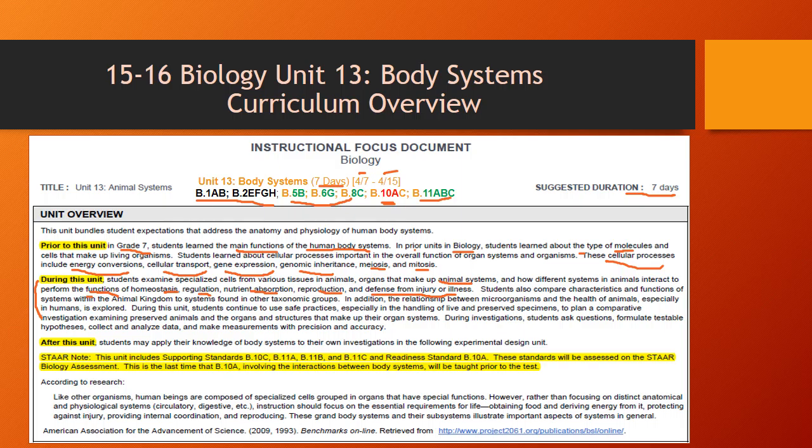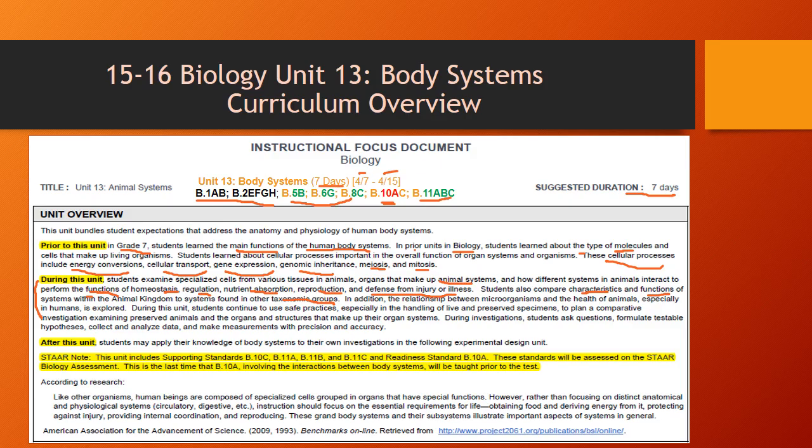We want to look at the characteristics and functions of systems within the animal kingdom compared to systems found in other taxonomic groups, so doing a little bit of comparing and contrasting. And don't forget about using the previous unit over viruses and bacteria, looking at how those microorganisms are relevant and what effects they may have on the human body.